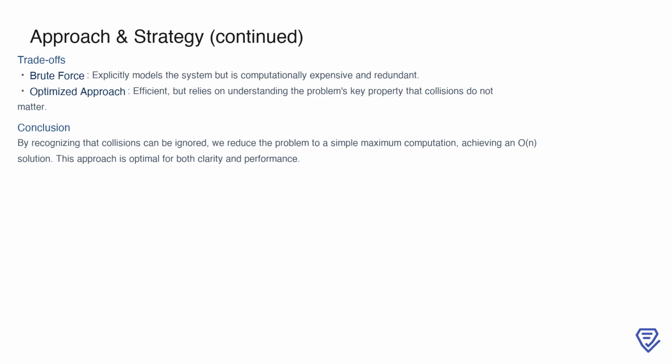the problem's properties. On the other hand, the optimized analytical approach is highly efficient and leverages the key insight that collisions do not matter. This drastically simplifies the solution, reducing the problem to a single maximum computation. By recognizing this property, we achieve an O(n) solution that is both elegant and performant. Ultimately, the optimized approach is the best choice, as it balances clarity, efficiency, and computational feasibility. This method highlights the importance of understanding the problem's core properties to develop an effective solution.